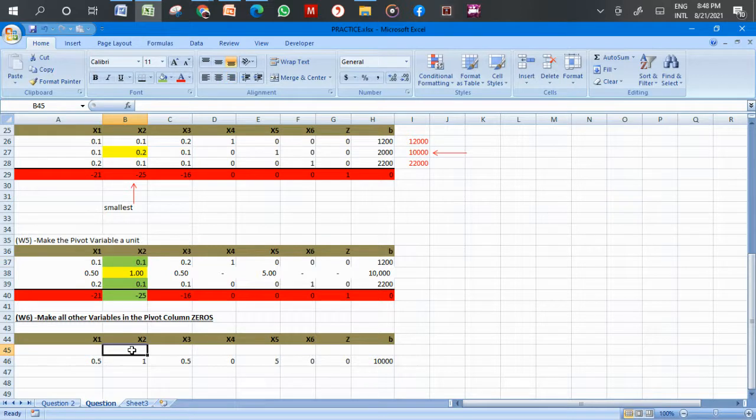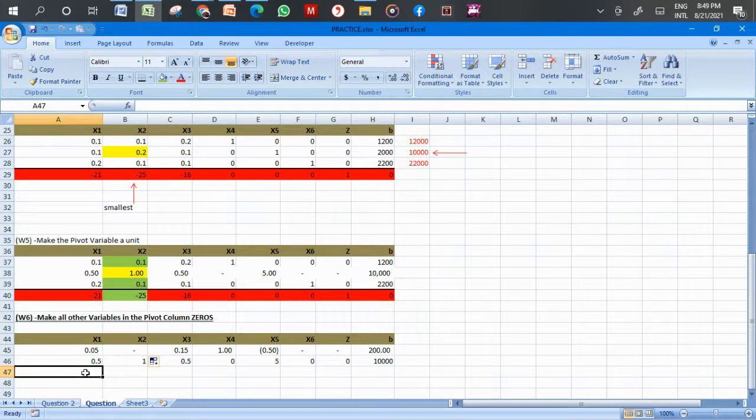So what do we do if we want to make 0.1 become 0? Of course, we have to say it is equal to the 0.1 itself, then we minus 0.1 multiplied by 1, which is the pivot variable that was converted to be a unit. So as you can see now, we have a 0 here. Here we can just copy the formula. There is no harm. We can just copy the formula. So that is it, ladies and gentlemen.